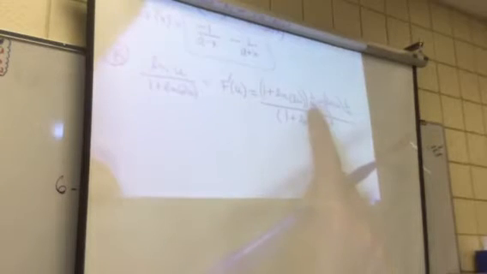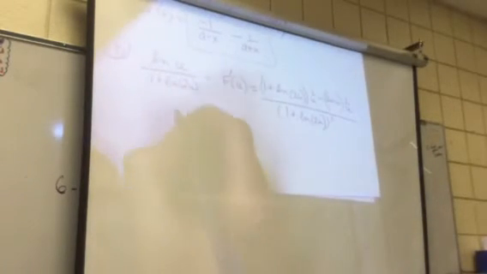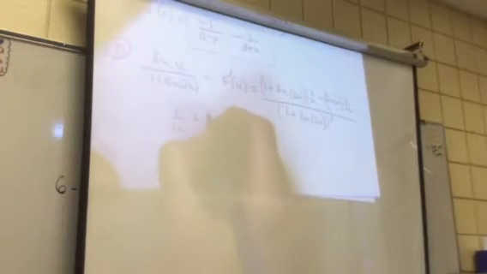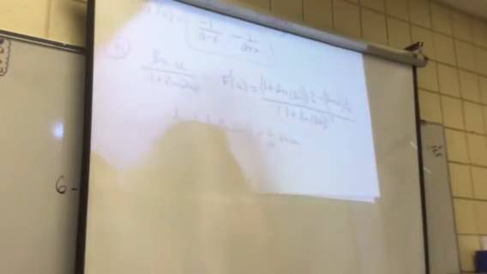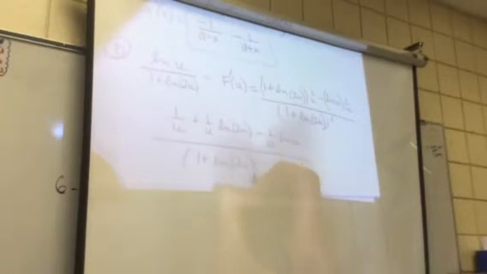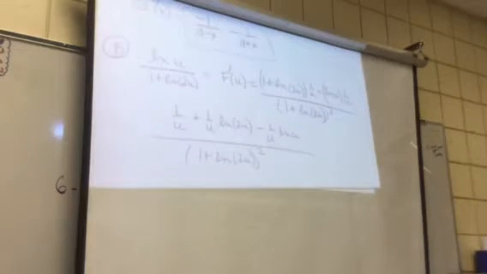So now let's distribute that 1 over u in our numerator, combine like terms, and we'll be done. So I have 1 over u plus 1 over u ln of 2u minus 1 over u times ln of u, all over this squared. Could you factor out a 1 over u from everything? Sure. How far did the answer key take this?